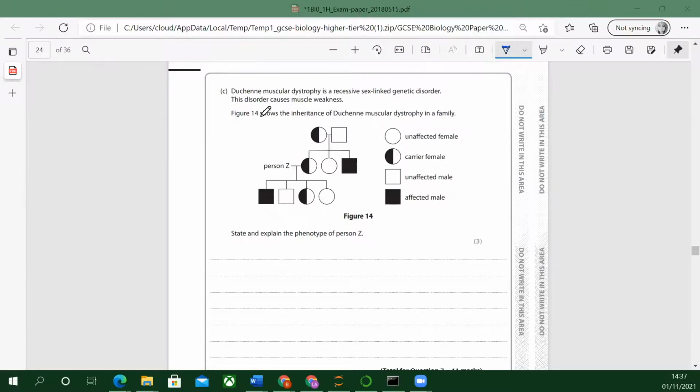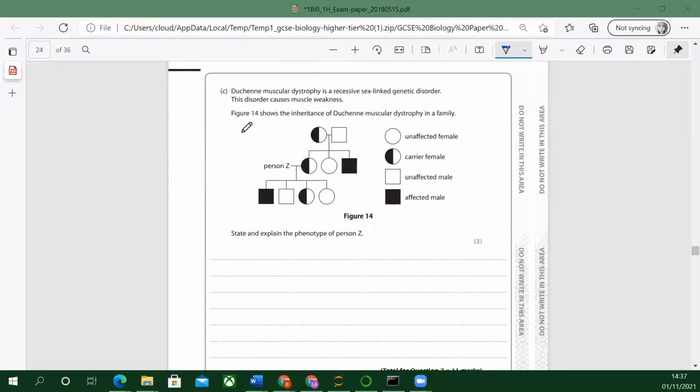Okay, so we're going straight away to the next question. Duchenne muscular dystrophy is a recessive sex-linked genetic disorder. So that means that it affects males and females, one more than the other. You may think that colour blindness is like that. It affects more males than females.